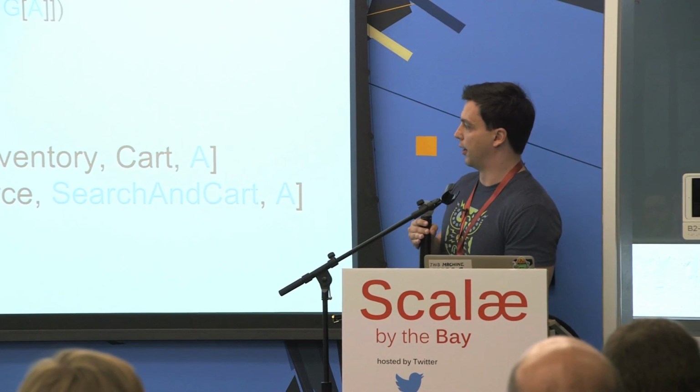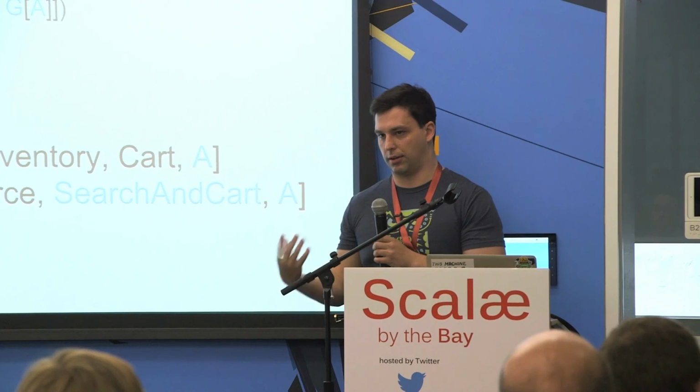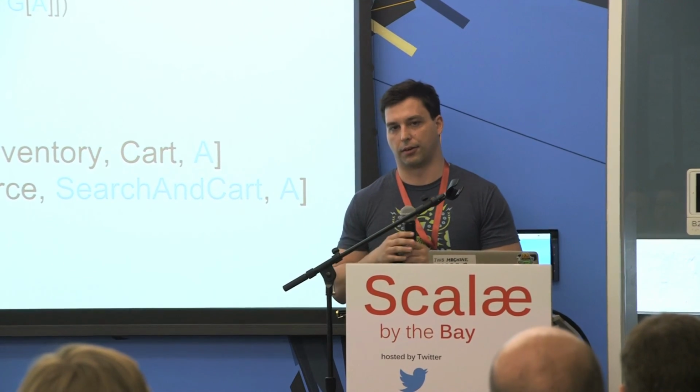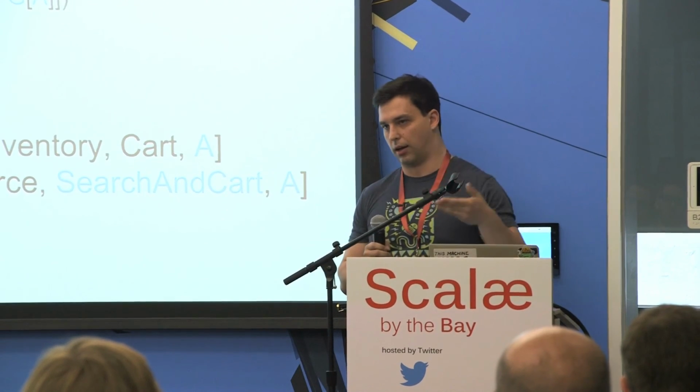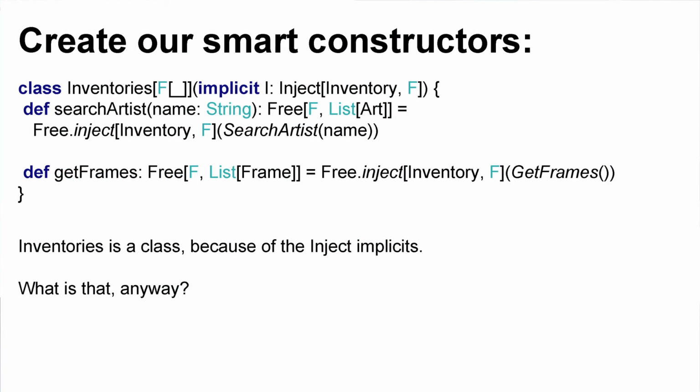Just to be super clear, this inventory, this cart, this commerce, these are all the types that represent your free grammars. These are the free of your abstract data type, algebraic data type. So we'll then create our smart constructors. And typically, in a lot of examples you see online, these are just aliases for free.liftc to lift your grammar into the free type. In this case, we're doing something a little bit different.